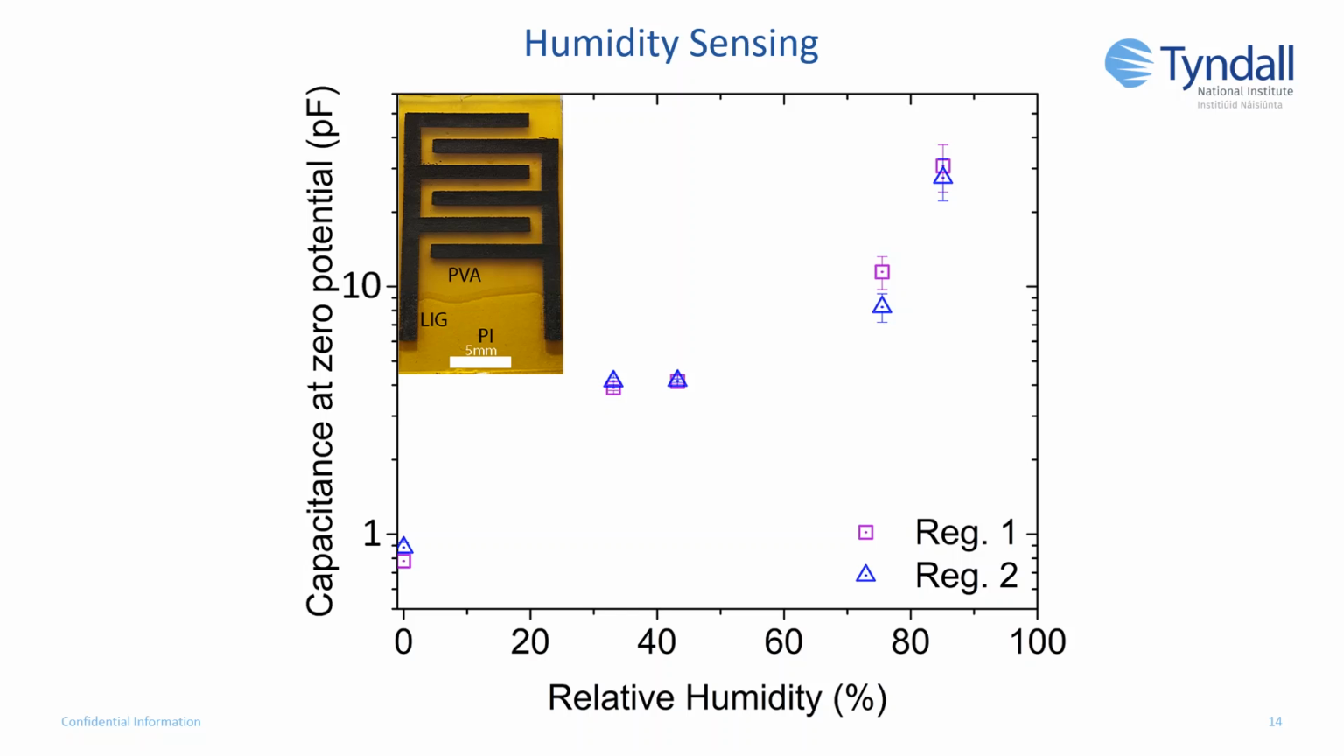Subsequent to the core optimization work, proof of concept humidity sensing devices were produced under the Region 1 and Region 2 conditions. They were then functionalized using polyvinyl alcohol as a hygroscopic dielectric. These devices operated equivalently across a range of relative humidity conditions, produced using saturated salt solutions.